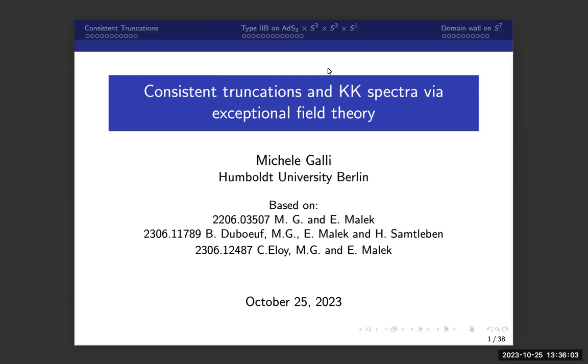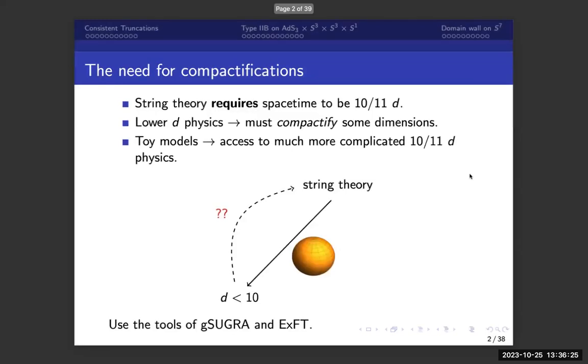I would like to discuss basically all the work I've been doing in the past 3 years during my PhD, mainly with my supervisor Emmanuel Malek and collaborators Henning Samtleben, Camille Eloy, and Bastian Dobrot. Right, so just for some context.